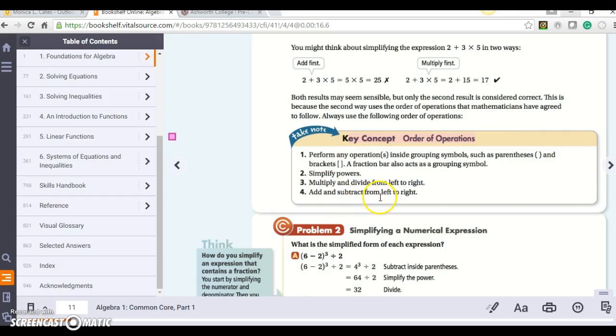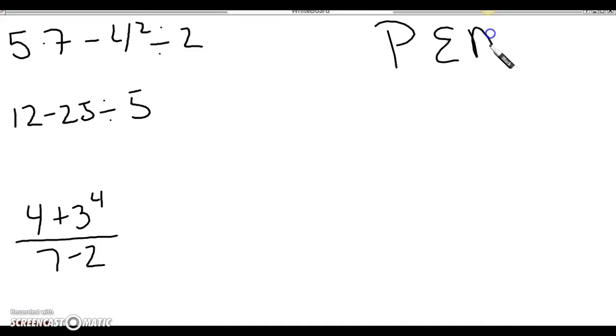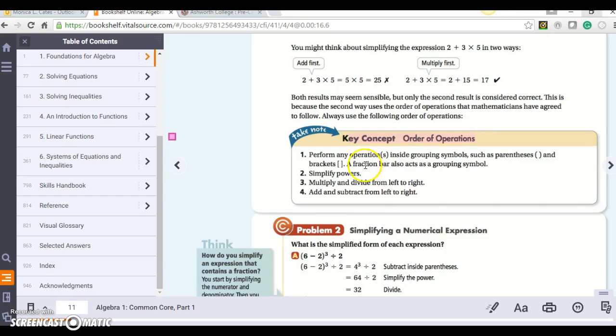So when they say from left to right, if multiplication comes first, when I'm looking at it like I'm reading a book, then I do that. However, if division comes first, when I'm looking at it just like when I read a book, then I do that first. So multiplying and division in order from left to right. And then last, but certainly not least, is add and subtract from left to right. The same concept as multiplying and dividing.